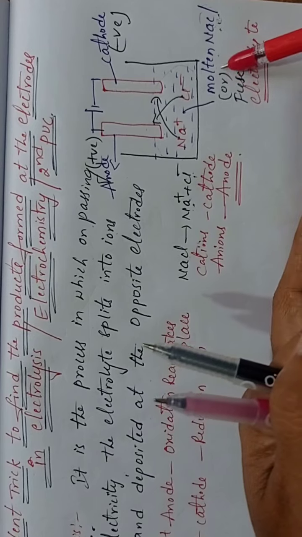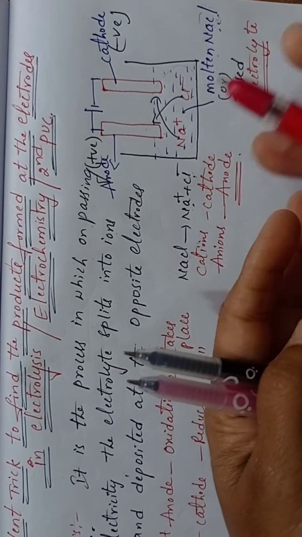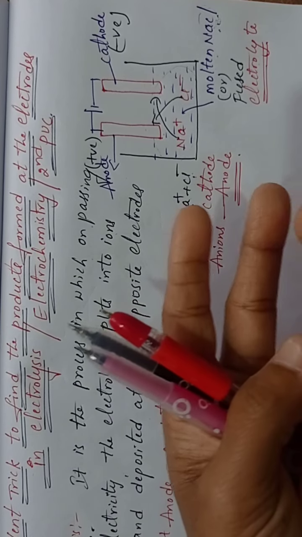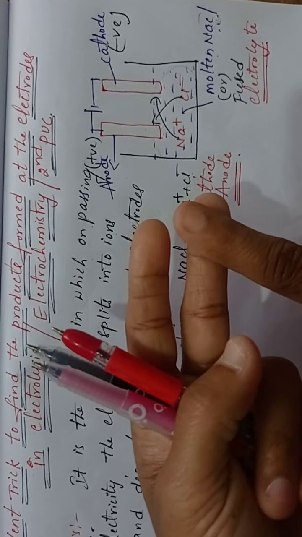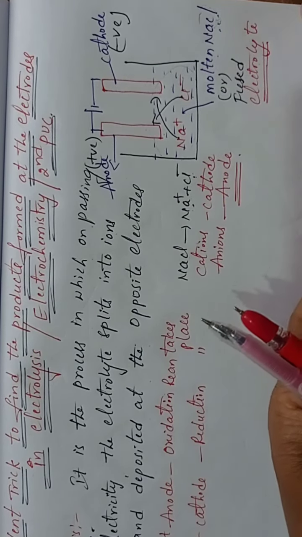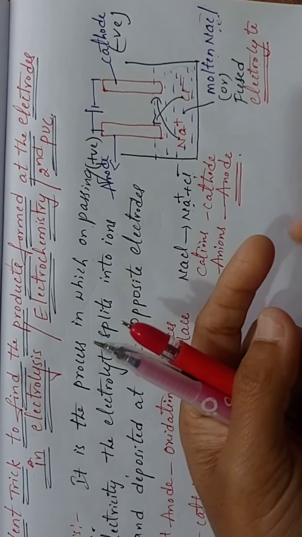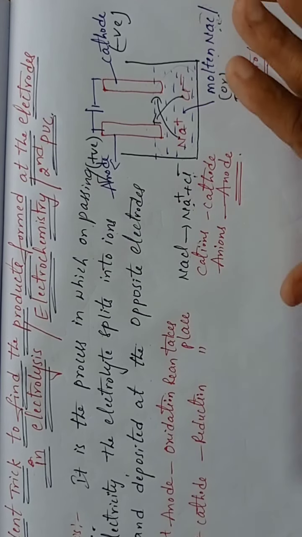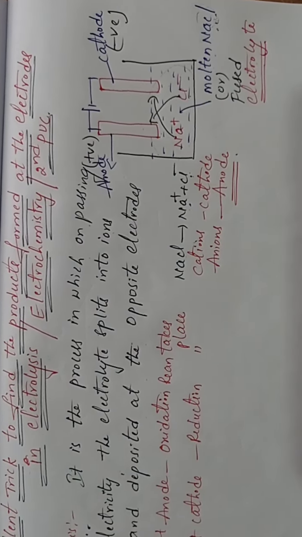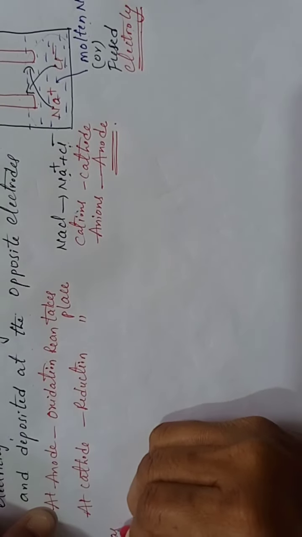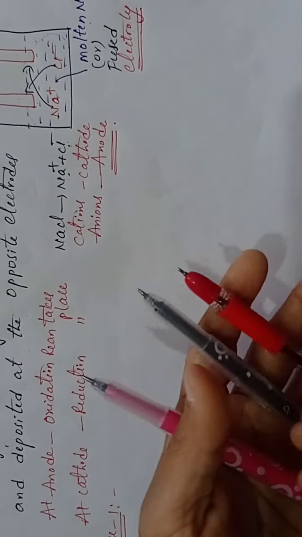Now see, students, in the molten NaCl case, in the case of the molten or fused state, I am going to discuss two cases. In case one, I am going to discuss only the molten state of electrolytes. In the second case, I want to discuss the aqueous electrolytes. Are you clear? Okay. Now in the first case, I am going to discuss the molten state.